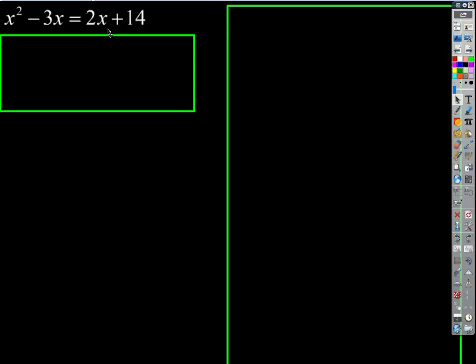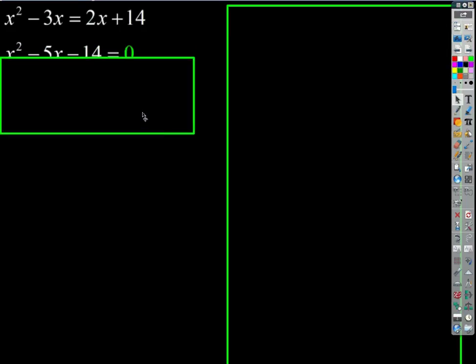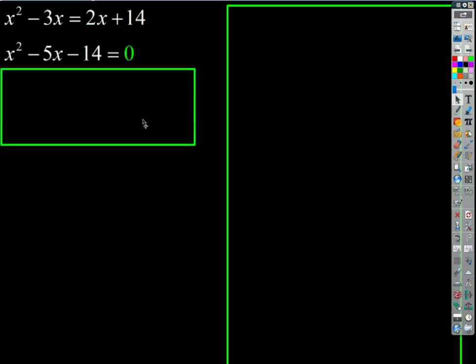Push everything over to the left side, right? Okay, so I would subtract 2x from both sides and subtract 14. So I'll put it into standard form, right? Okay, so it's in standard form, and now it's a polynomial.